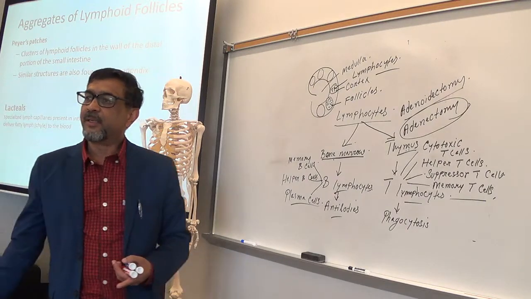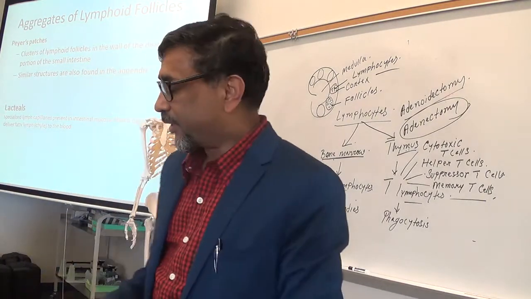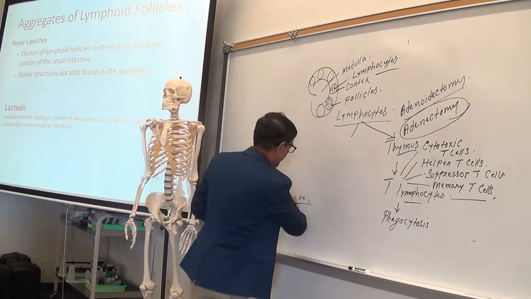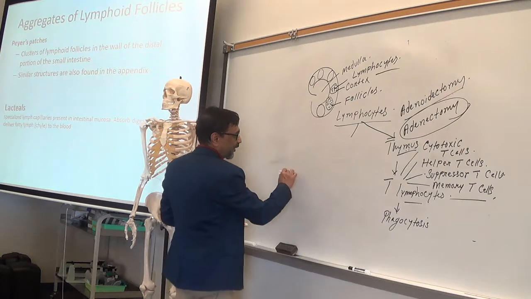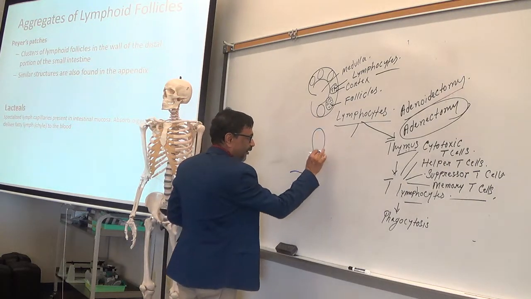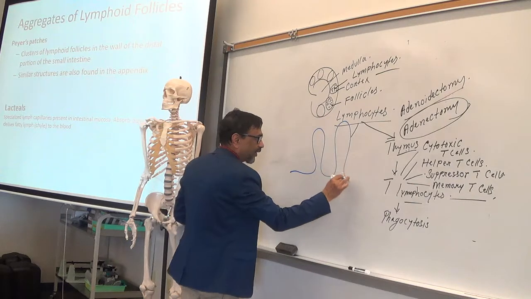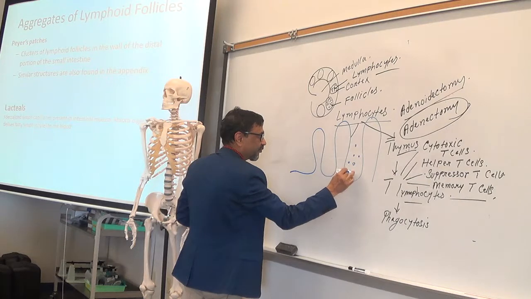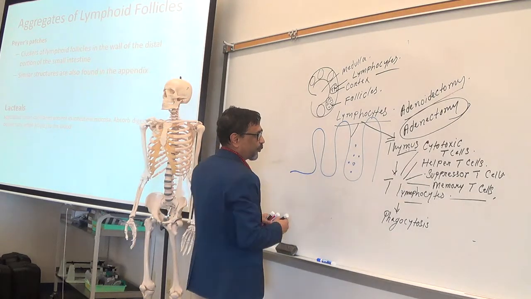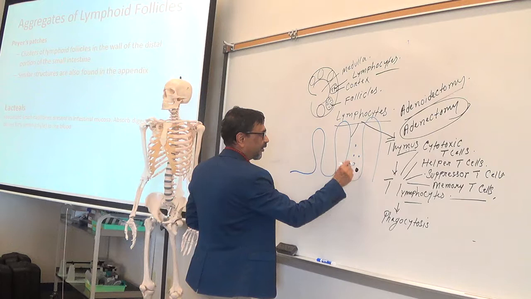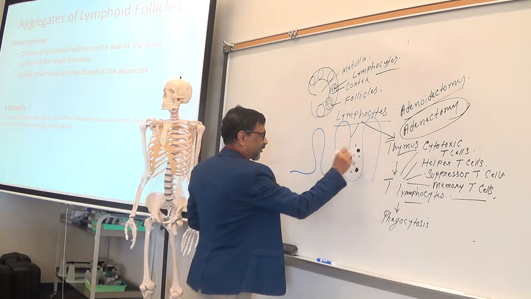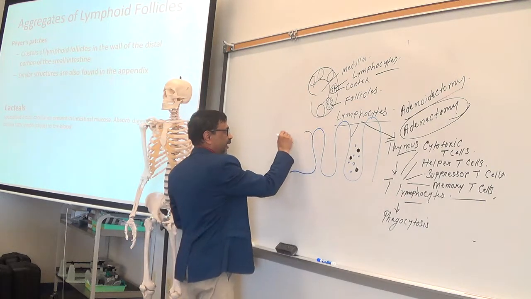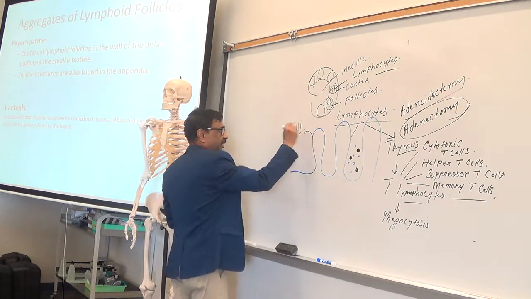Lacteals. In the small intestine, you have blood capillaries. If you see the small intestine, you have villi, finger-like structures, and these are the food molecules, nutrients. Okay, so proteins, carbohydrates, fats, these are the nutrients. And these finger-like structures are called villi, intestinal villi.